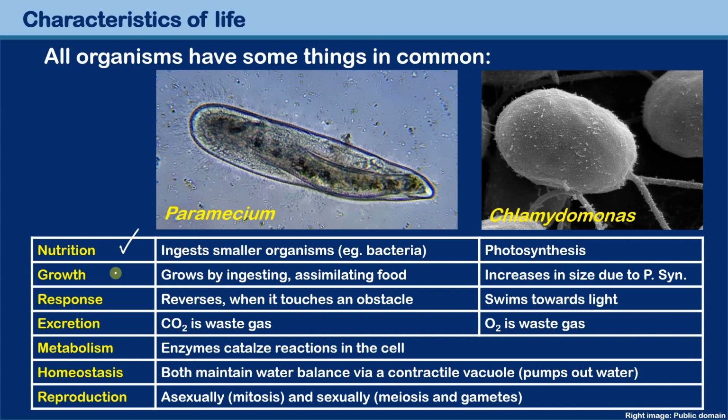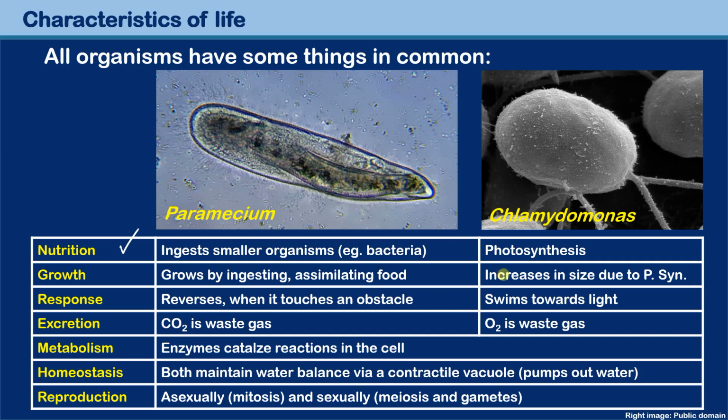Growth is another one. Paramecium grows by ingesting and assimilating food. This means that the food particles that the cell takes up essentially are used to make new cell material. So the food particles become part of the cell. They're digested internally and incorporated, and this incorporation is referred to as assimilation.